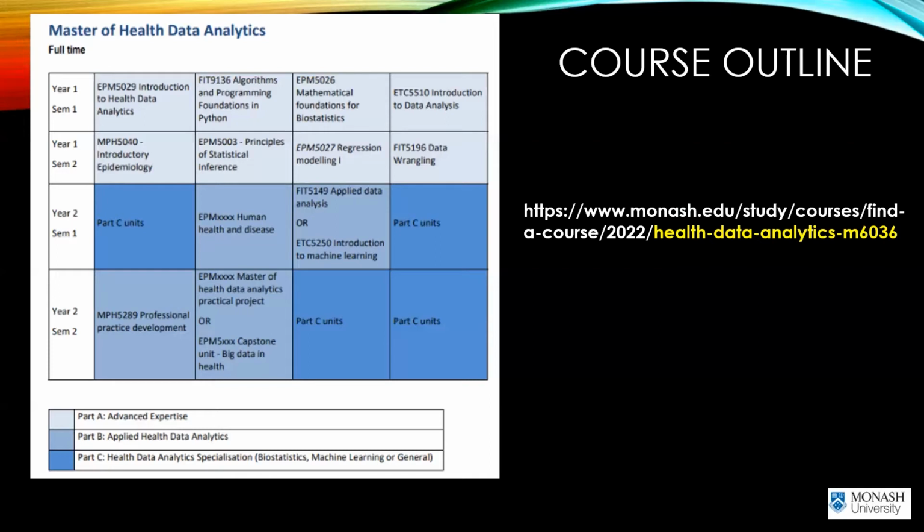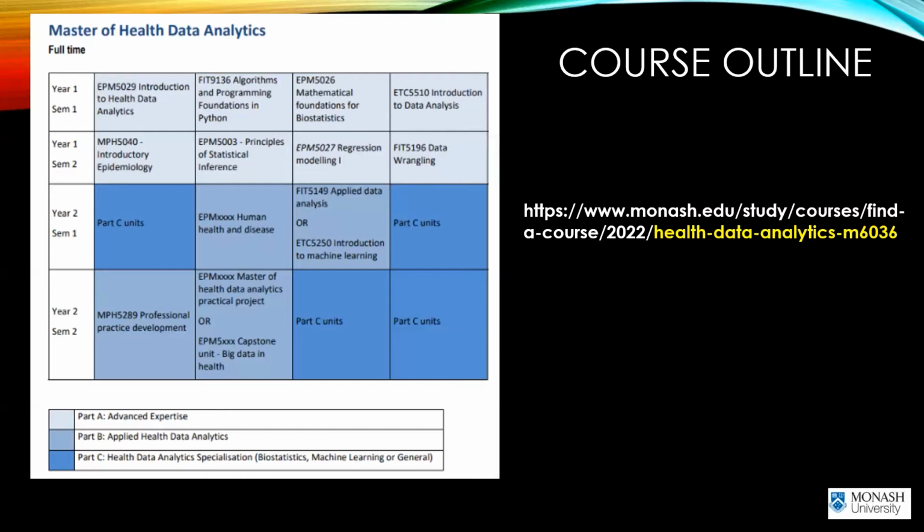Then there's a very specific class about learning programming fundamentals in Python. There's a unit which is called Mathematical Foundations for Biostatistics. It's really the essential biostatistical theory, not heavy duty theory, but there is a bit of maths involved in that. And then the unit on the right-hand side there, ETC 5510, Intro to Data Analysis, that's really learning skills in the R software package and then utilizing it in practice with data analysis of various forms.